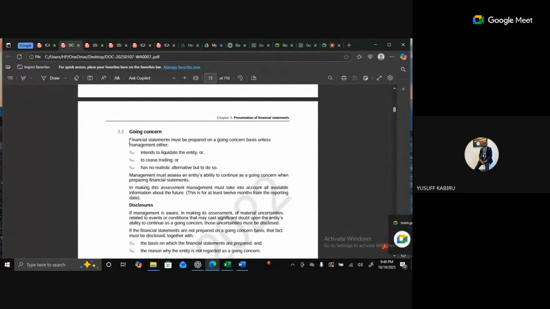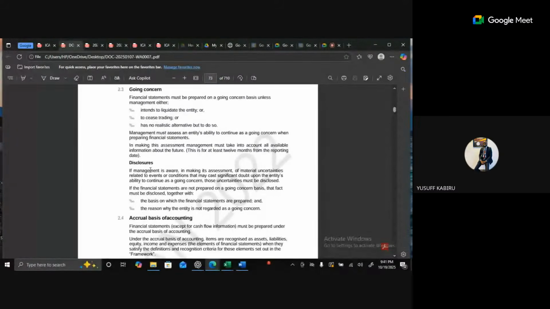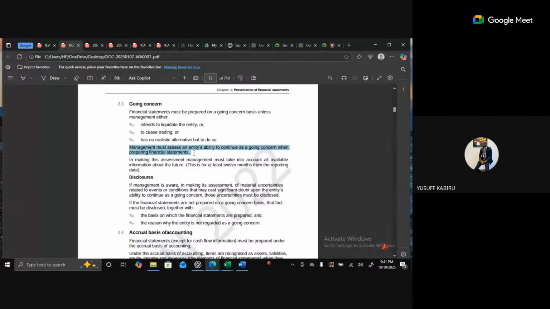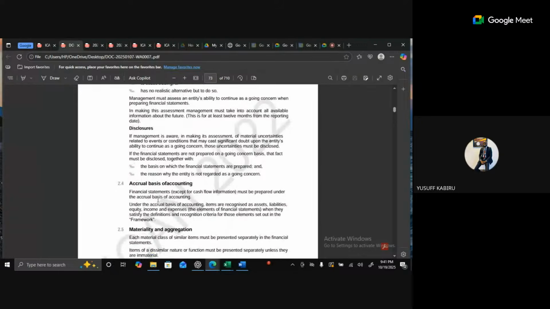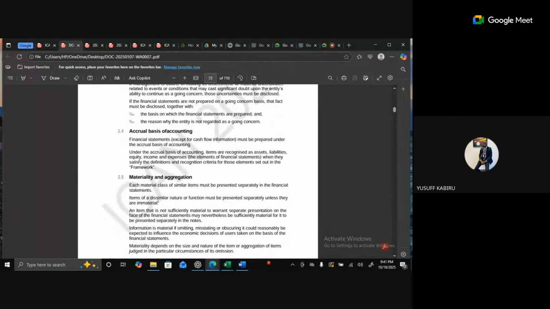But if for any reason the company has a going concern issue, or has reason to believe that their going concern position is no longer certain, then in that case the financial statement will be prepared, I think, on a break-even basis, or something like that. But other than that, your financial statement should be prepared on a going concern basis. And if you have any concerns with regards to your ability to continue business, then there is need for you to do what? Disclose that in your notes.